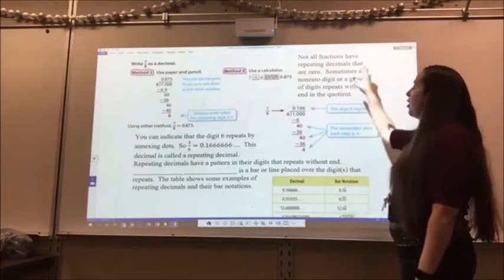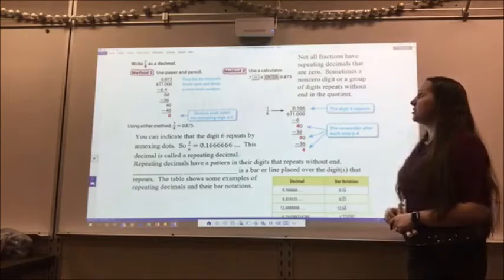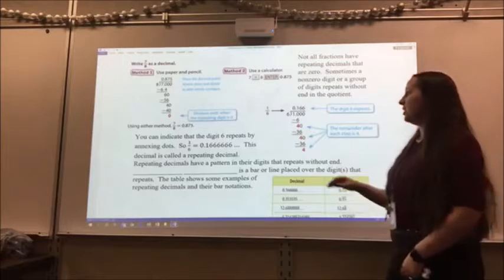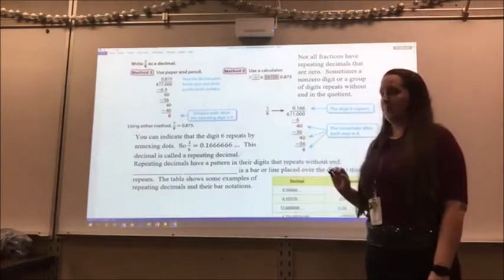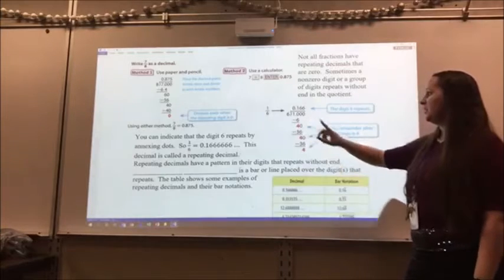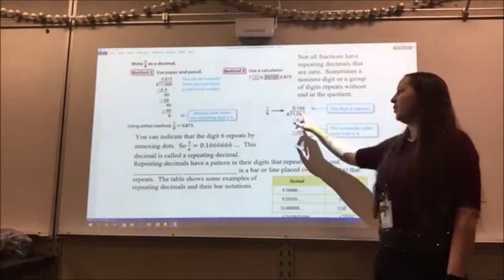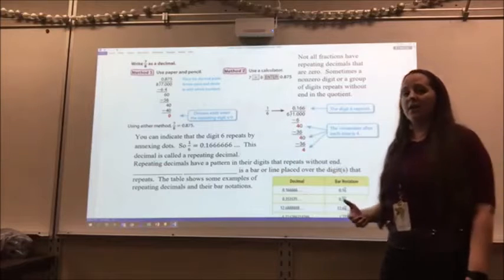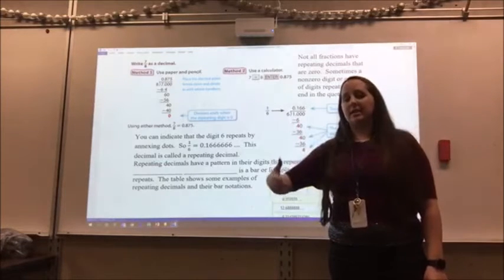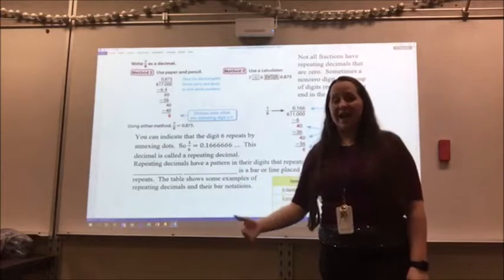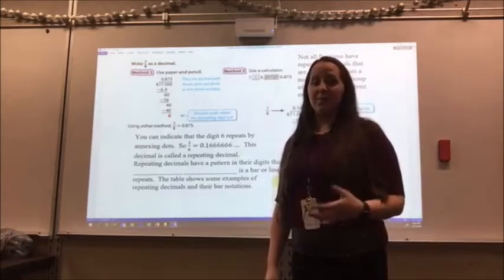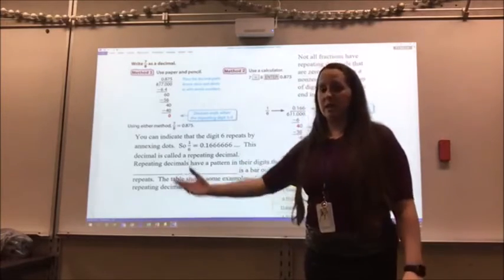Okay. Not all fractions have repeating decimals that are 0. Sometimes a non-zero digit or a group of digits repeats without end in the quotient. So, if we look at 1/6, for example, if I divide 1 by 6, I get 0.16 and it repeats. Now, if you look at it on a calculator, it'll say 0.1666666, and at the very end it'll say 7. So a calculator automatically rounds when you're dealing with decimals, but that 6 would continue on.